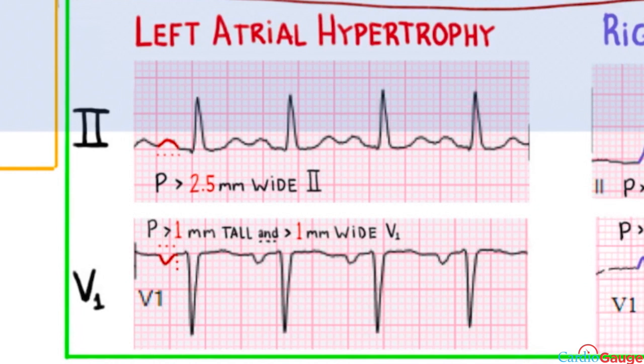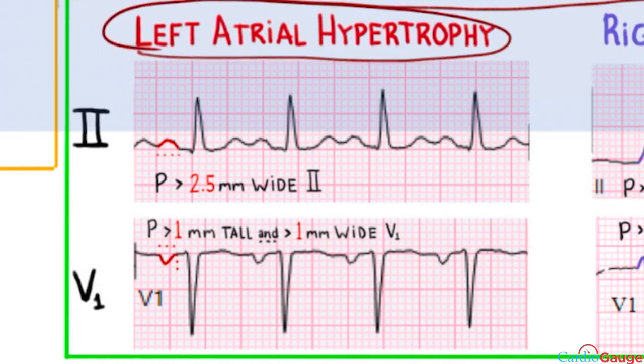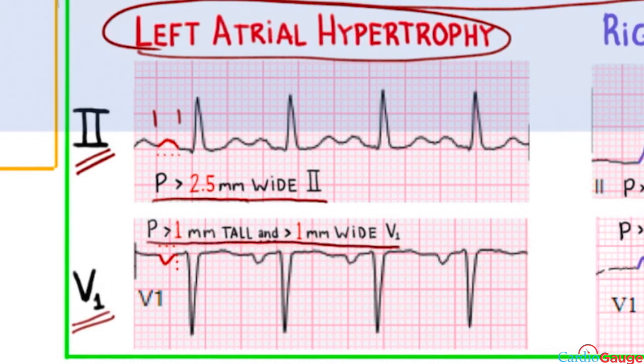First, let's take a look at left atrial hypertrophy. So in lead 2, the P wave is greater than 2.5 millimeters wide. You can see that here. That's about 3. And in V1, the criterion is the P wave is greater than 1 millimeter tall and greater than 1 millimeter wide. So more or less. It's hard to read that type of thing, so you're pretty much being a little qualitative there.